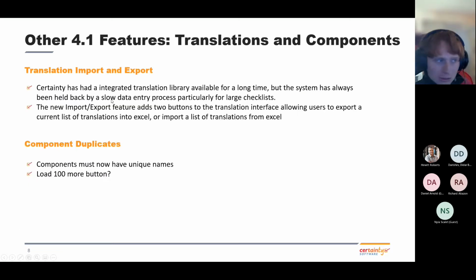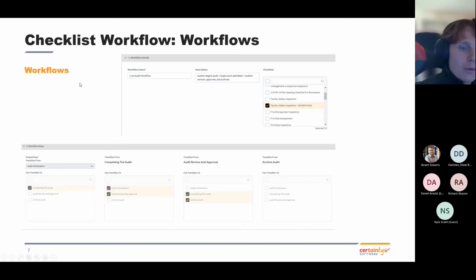So this is what the workflows look like on the back end. So we've got details at the top there. Like I said, you need a name. Description is optional and is primarily for your own bookkeeping, so you don't need to fill that out if you don't want to. And then checklists that it is attached to.